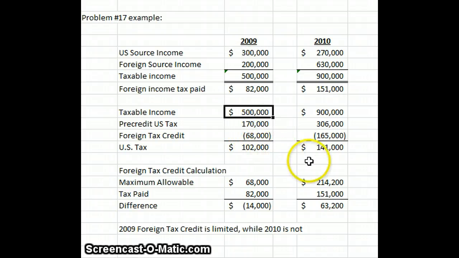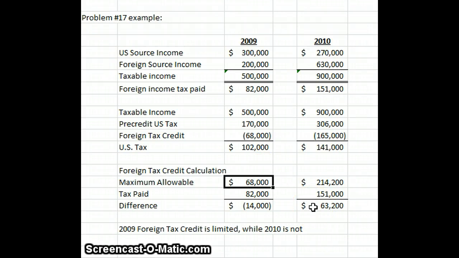So we're going to start with 2009. Our taxable income is $500,000. My pre-credit U.S. tax is going to be my $500,000 times my 34% tax rate, giving me $170,000 as what my U.S. tax would be. And again, that's on the U.S. corporate tax rate table. It can be found on page 530, appendix C of your book, or any U.S. tax table.